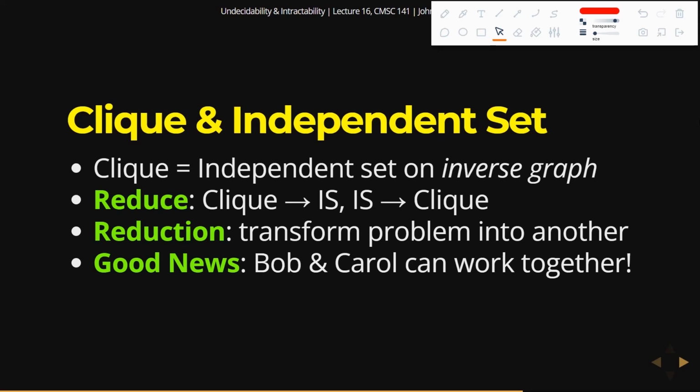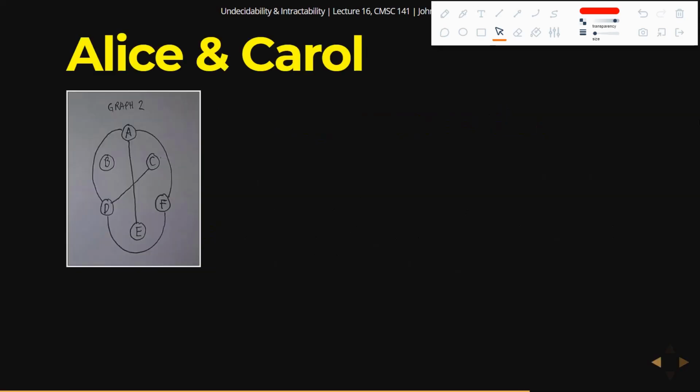Okay? So Bob and Carol are kind of happy now. But how about Alice? Alice feels a little out of place because she's not included in the meeting. So Alice and Carol also met up, and Carol shared the good news with Alice. So they talked about Alice's problem about the telecommunications and putting all those monitoring devices.